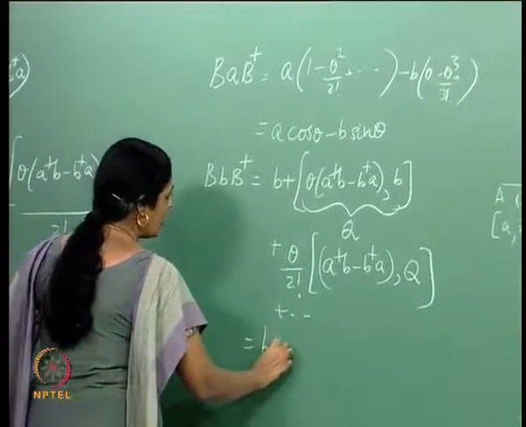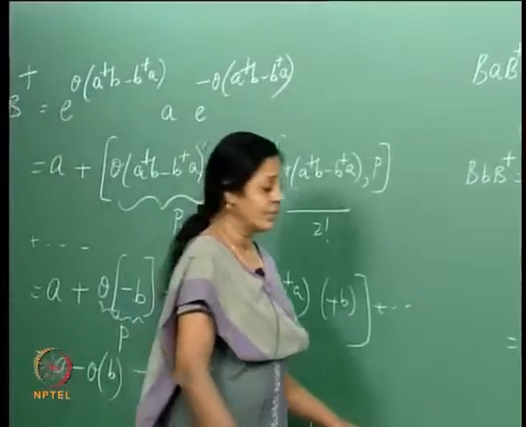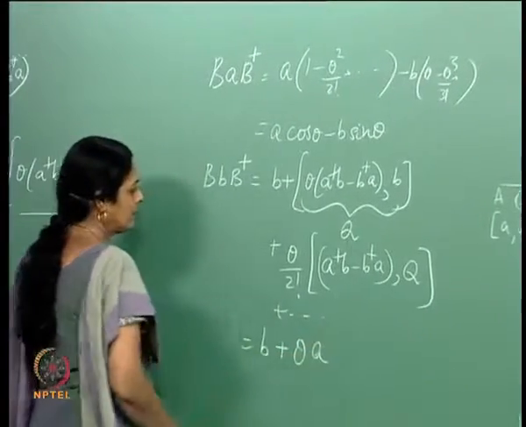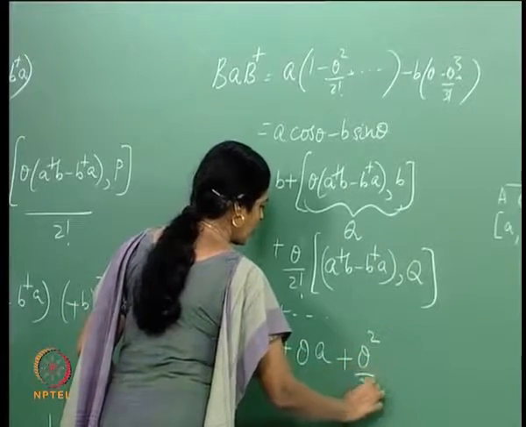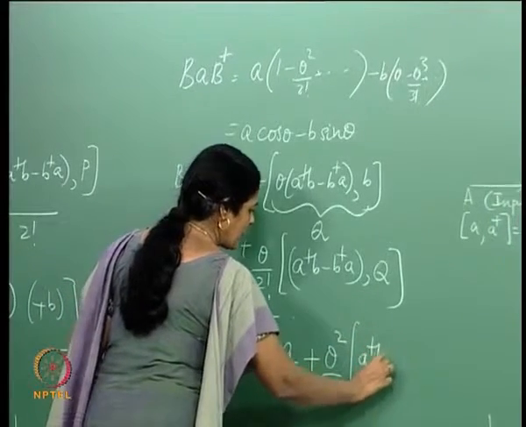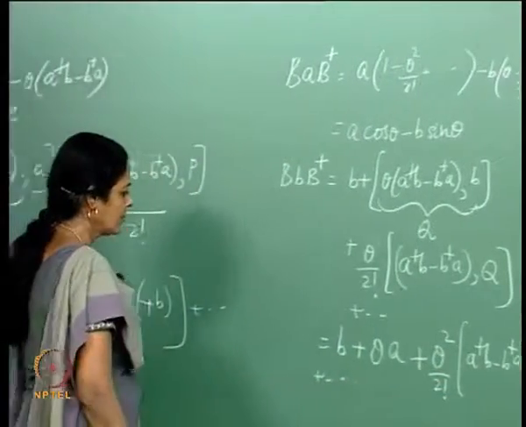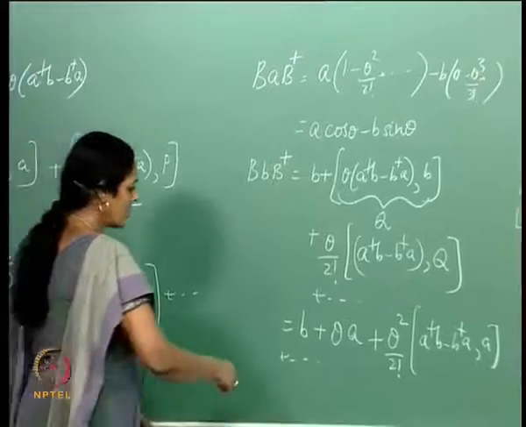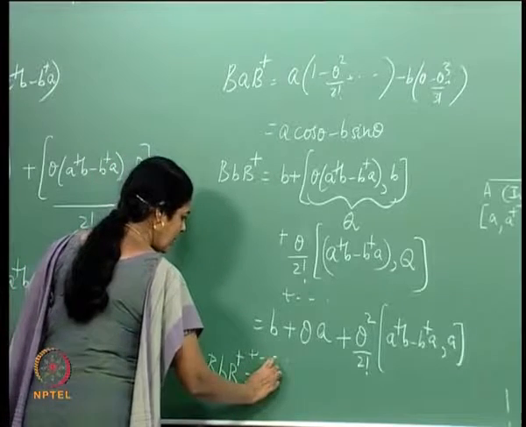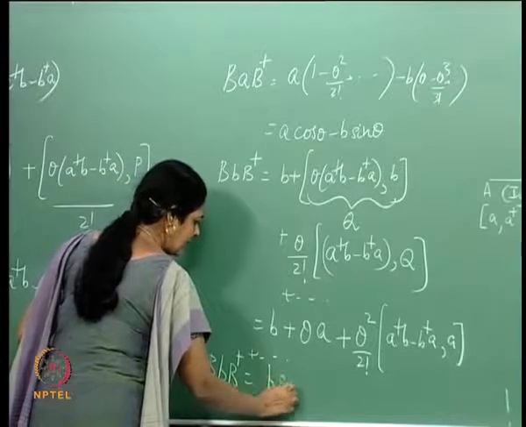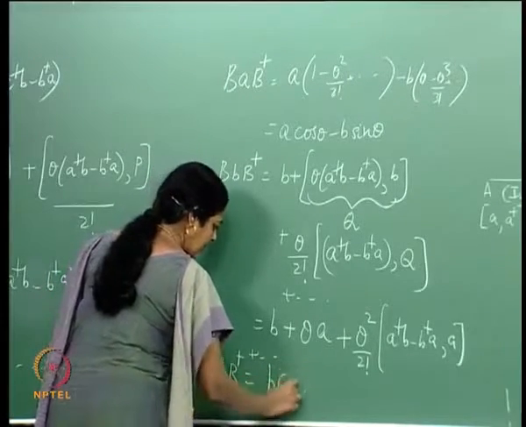Now, this object is just B. It is only the second term that contributes, and that gives me a plus sign, plus theta A. This gives me a theta squared by 2 factorial commutator of A dagger B minus B dagger A with A. It is easy if we do this series expansion to see that B small b B dagger is B cos theta plus A sin theta.